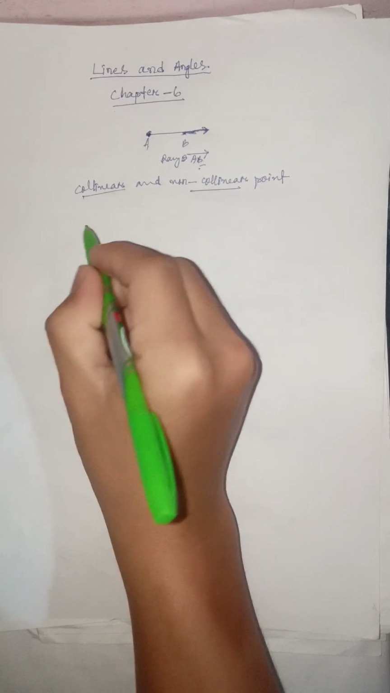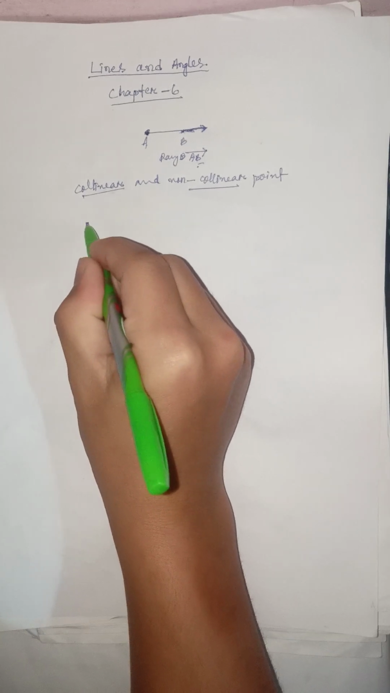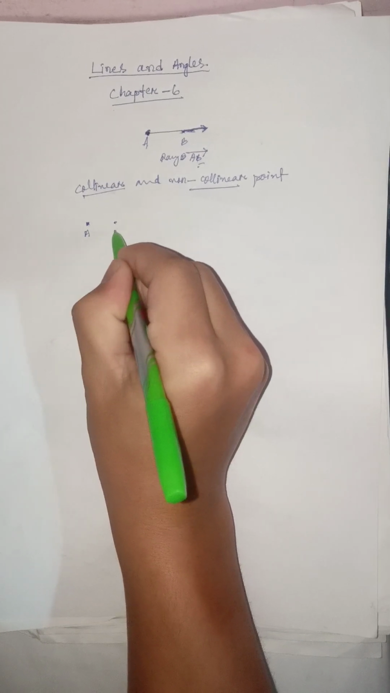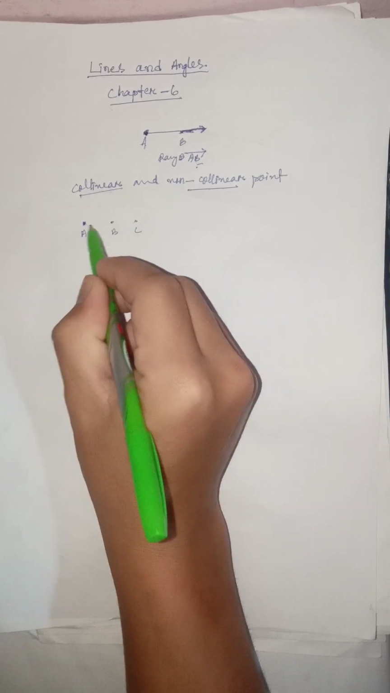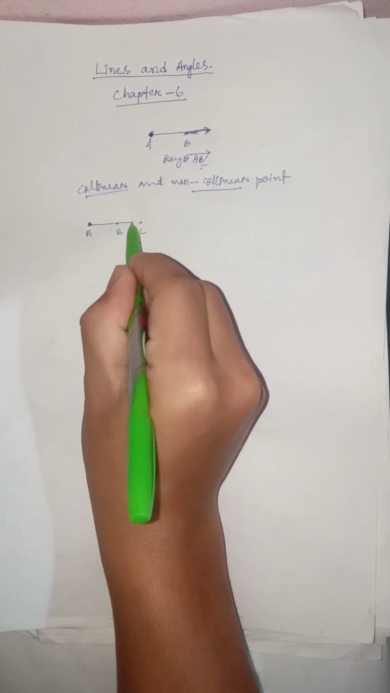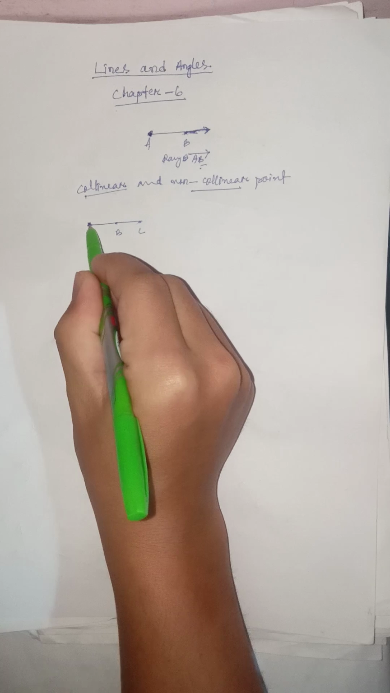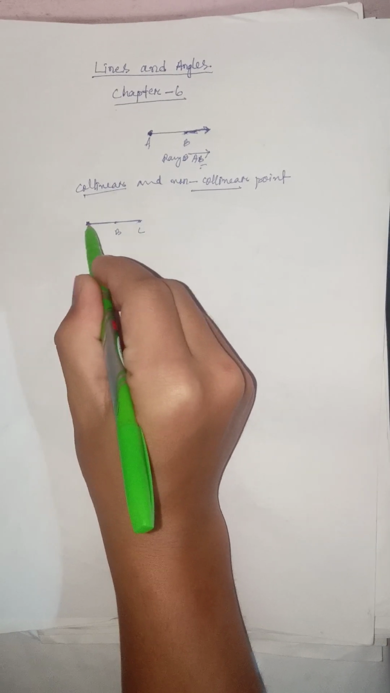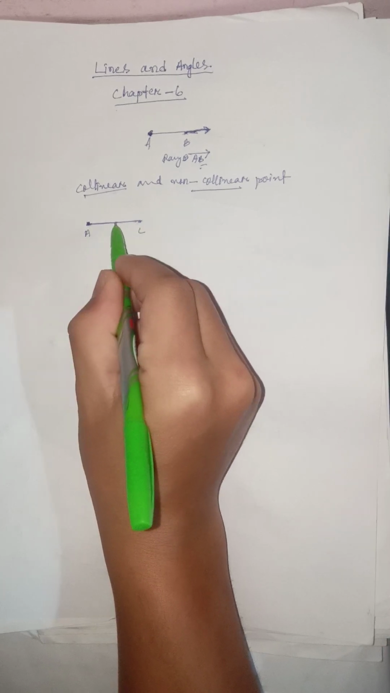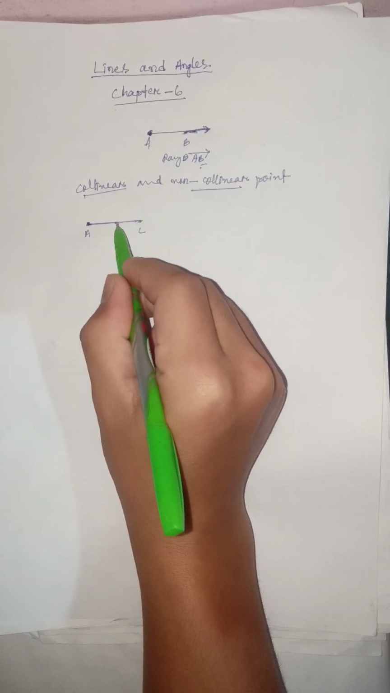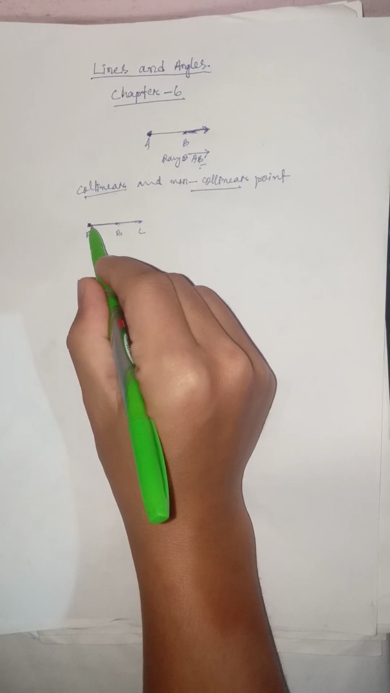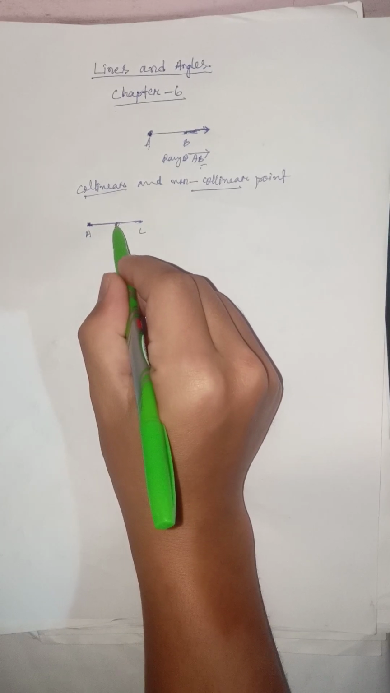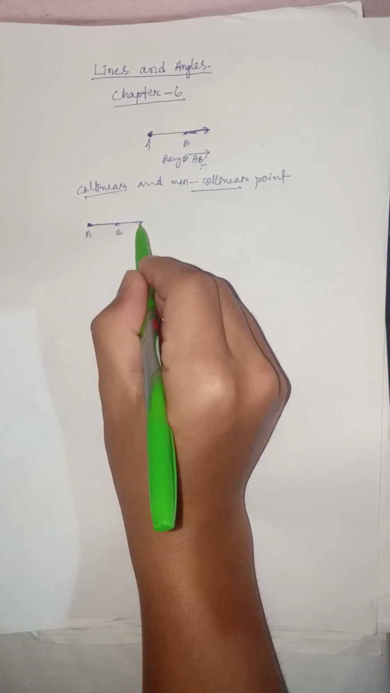In order to be collinear, let us take point A, point B, and point C. If all the points lie on one line, that means by using these points we can draw a straight line. So if we can join a straight line using these 3 points, then such points we call collinear points.